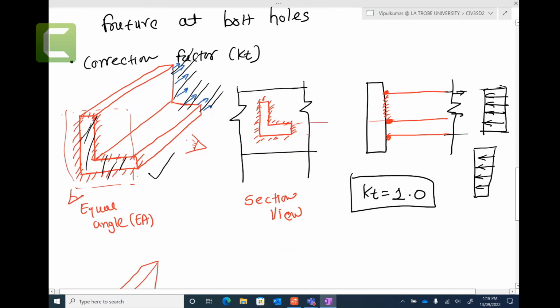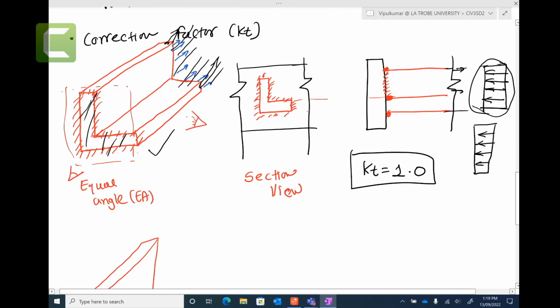So this whole cross section will have uniform stress. Right? Because whatever the point, it will stretch the same, this is going to be extended. Right? So this is called uniform stress. When you have uniform stress, your correction factor, the standard says uniform stress, no eccentricity, we will give you KT equal to 1. That is uniform stress.